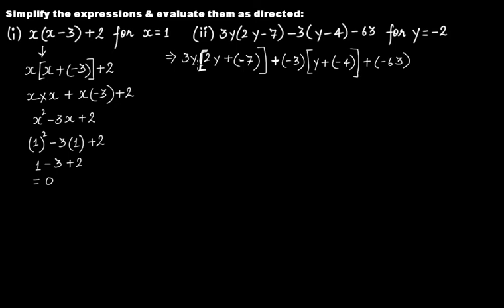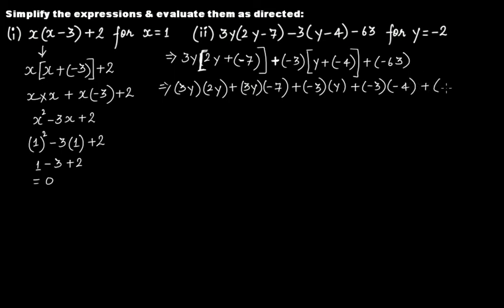So now you have 3y multiplied by 2y, this plus sign here, 3y multiplied by minus 7, then this plus sign here, minus 3 multiplied by y, this plus sign here, minus 3 multiplied by minus 4, and then this is plus minus 63.